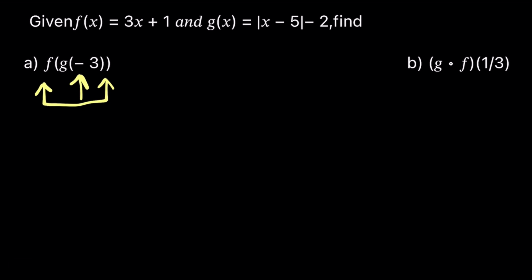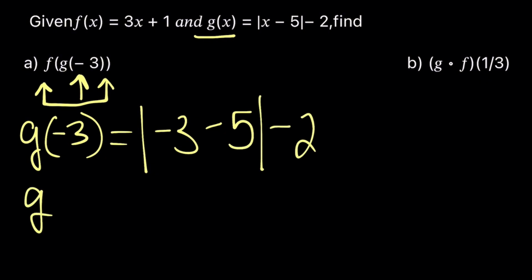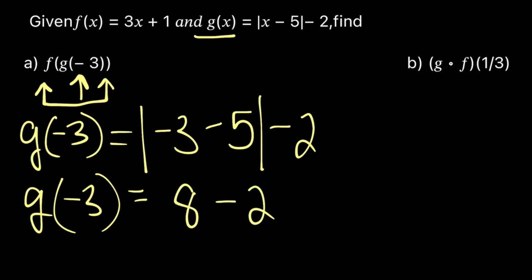So it says g of negative 3, so I'm going to take the g function, and I'm going to be plugging in negative 3. So g of negative 3 equals the absolute value of negative 3 minus 5 minus 2. And then I'm just going to solve what's on the inside. So g of negative 3 equals, so negative 3 minus 5 is negative 8, and the absolute value of negative 8 is 8, minus 2 equals 6.